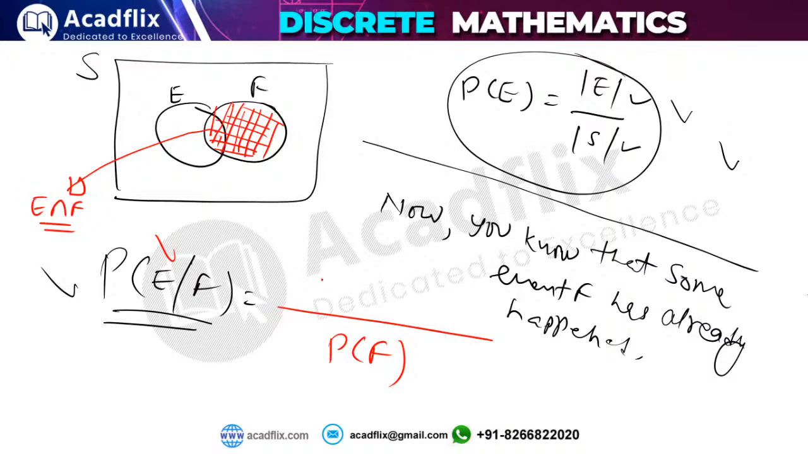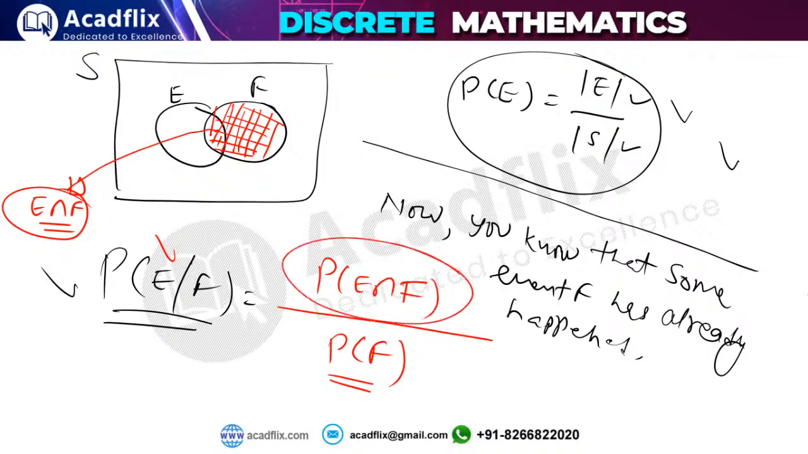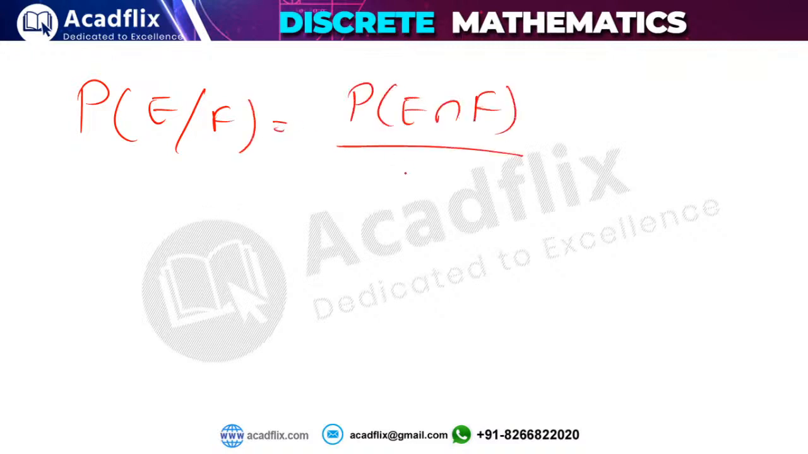So this E intersection F is our favorable case, and this F is our total case. So our answer will be favorable case divided by total case. This is the favorable case, E intersection F, and this is the total case, P(F). So this is how you can find the answer, the conditional probability. Let me write it down again: probability of E given that F is nothing but probability of E intersection F divided by probability of F. This is your answer.